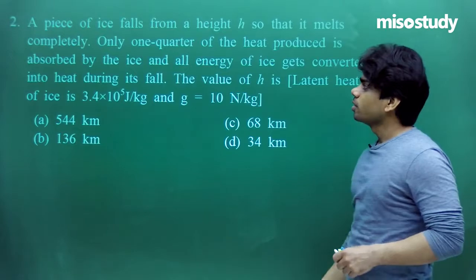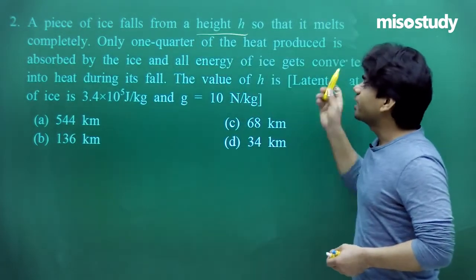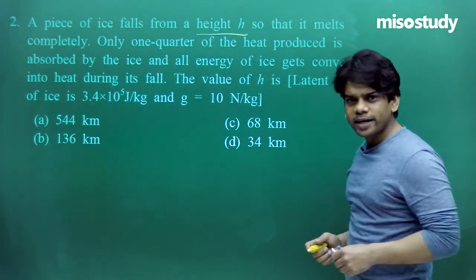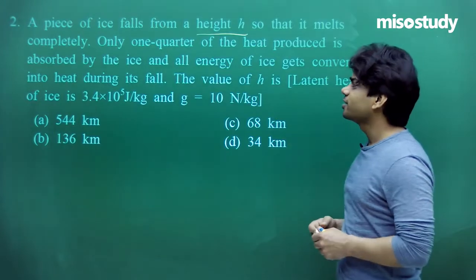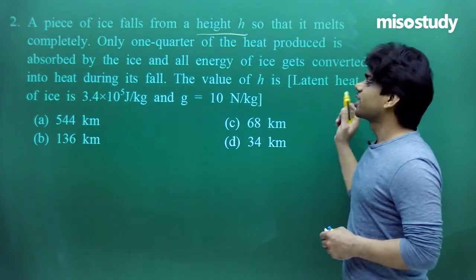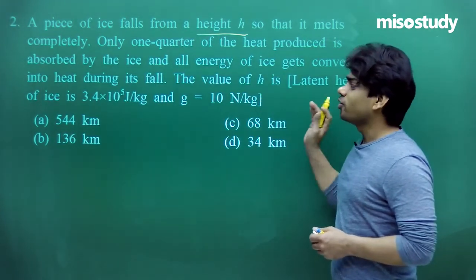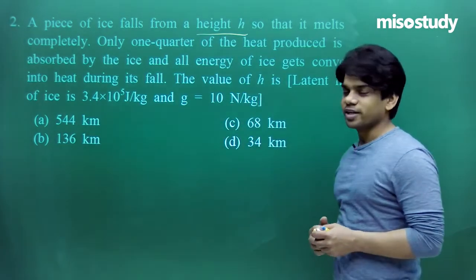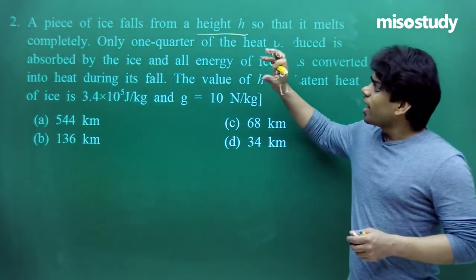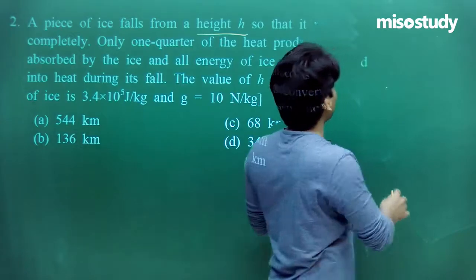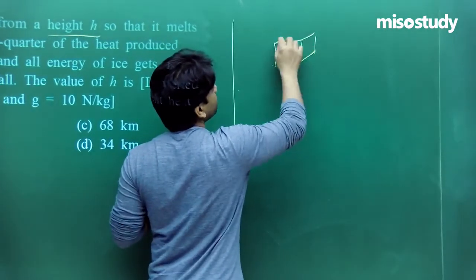Question number 2. A piece of ice falls from a height h so that it melts completely. Only 1/4 of the heat produced is absorbed by the ice, and all energy of the ice gets converted into heat during its fall. The value of h is, latent heat of ice is this much, and g equals 10 Newton per kg. Now see what's happening. There's a piece of ice, it falls through a height h.